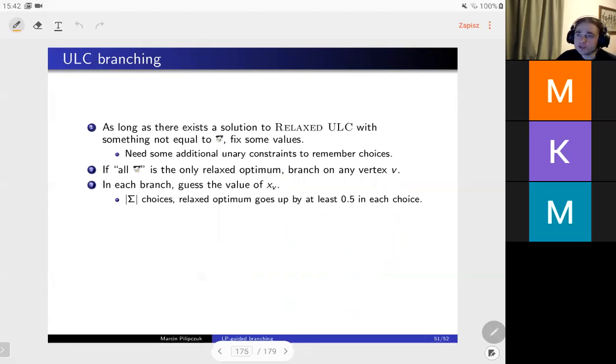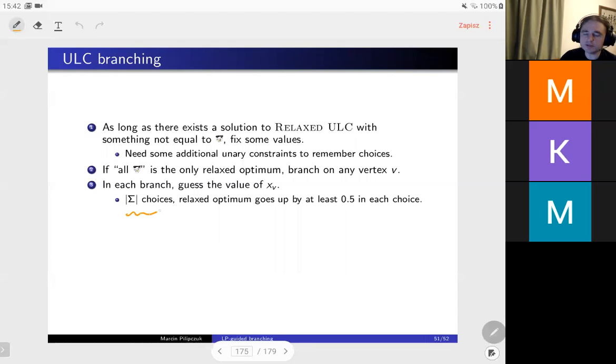So you can do the branching algorithm. As long as there exists a solution to the relaxed ULC that doesn't use all jokers, then you fix something and reduce. You can quite easily reduce, and you can add some unary constraints, which are also submodular, to restrict some values and remember some boundary conditions. Once you get to the point when all jokers is the unique solution to the relaxed optimum, which corresponds to all halves in the vertex cover case, then you branch.